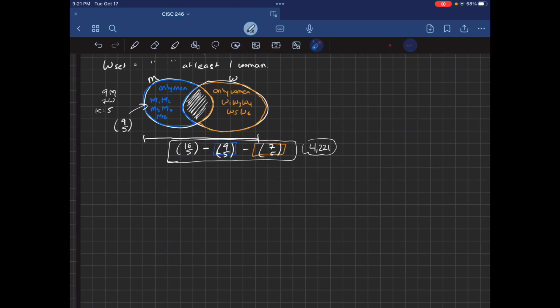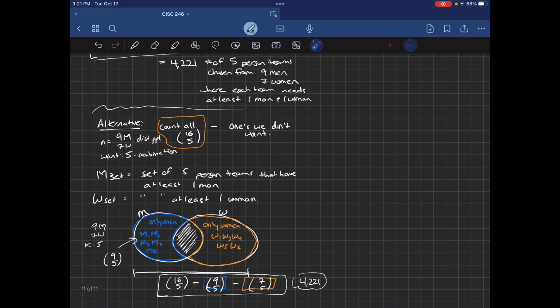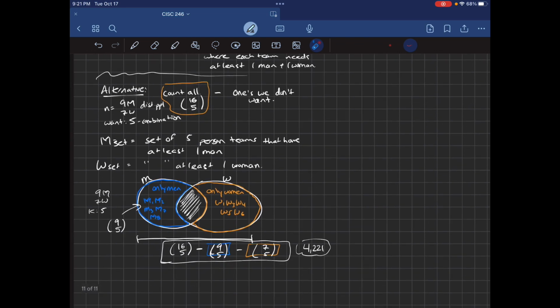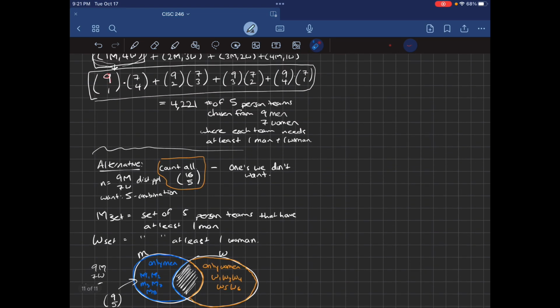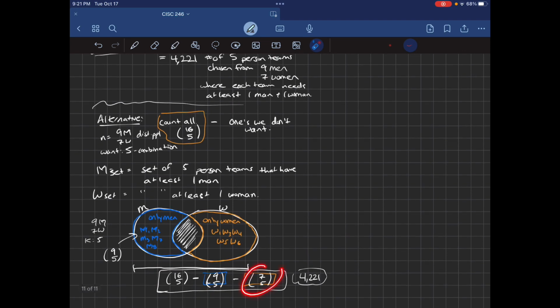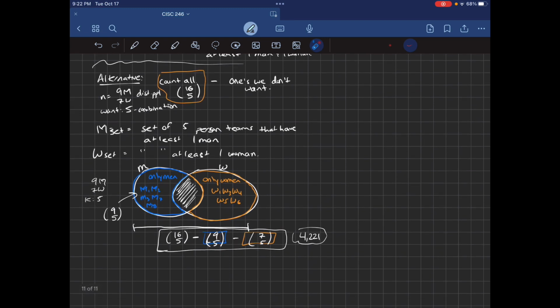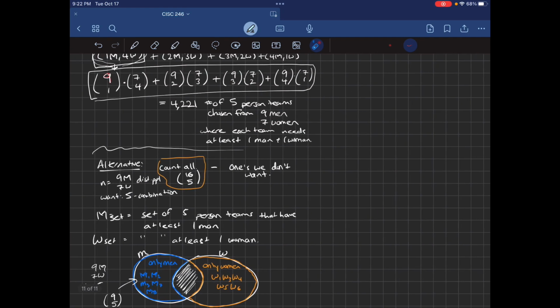What's interesting is connecting these two. Notice that up here in this section, I wasn't allowed to have the 9 choose 5. There's nowhere up here a 9 choose 5, the ones with the men. And I'm not allowed to have any with the 7 choose 5, right? This only goes 1, 2, 3, and 4. In other words, the total amount, 16 choose 5, is really equal to these plus the ones up here.